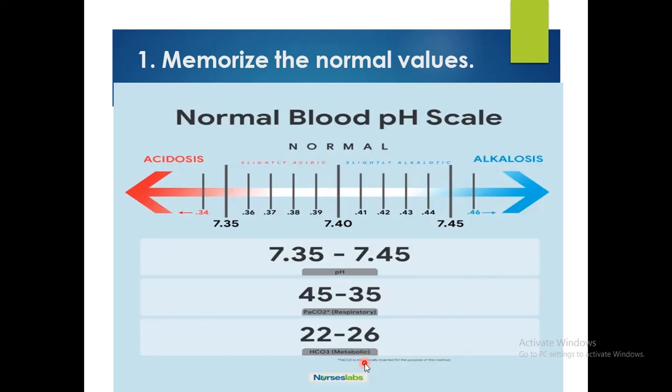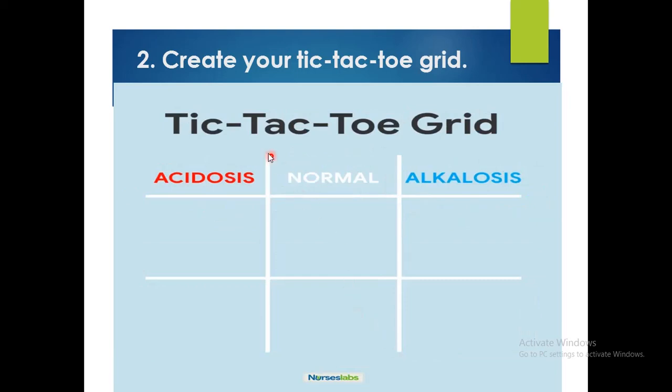So here we go step by step. First of all, you should memorize the normal values, which I showed you before. The pH 7.35 to 7.45, the carbon dioxide concentration 45 to 35, and bicarbonate 22 to 26. In step 2, you create this 3 by 3 table. In the center you write down normal, in left side acidosis, in right side alkalosis. This is known as Tic-Tac-Toe Grid.